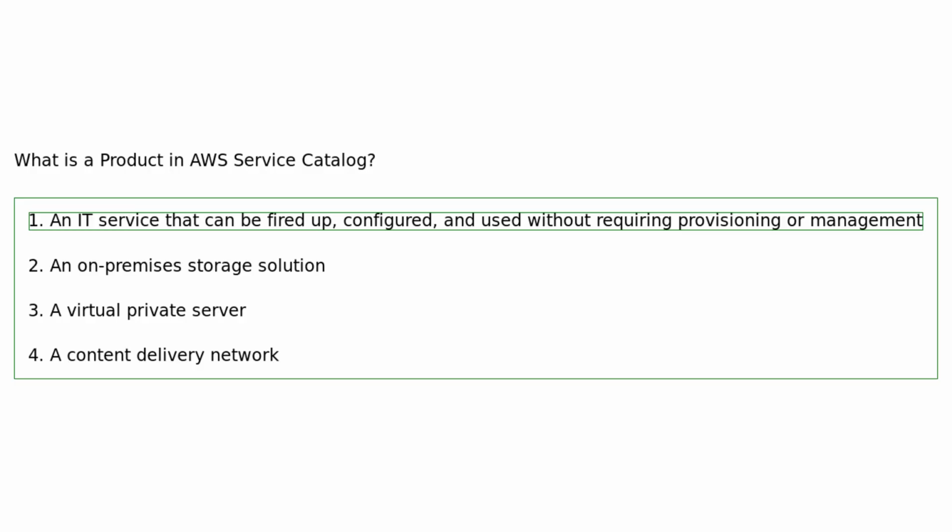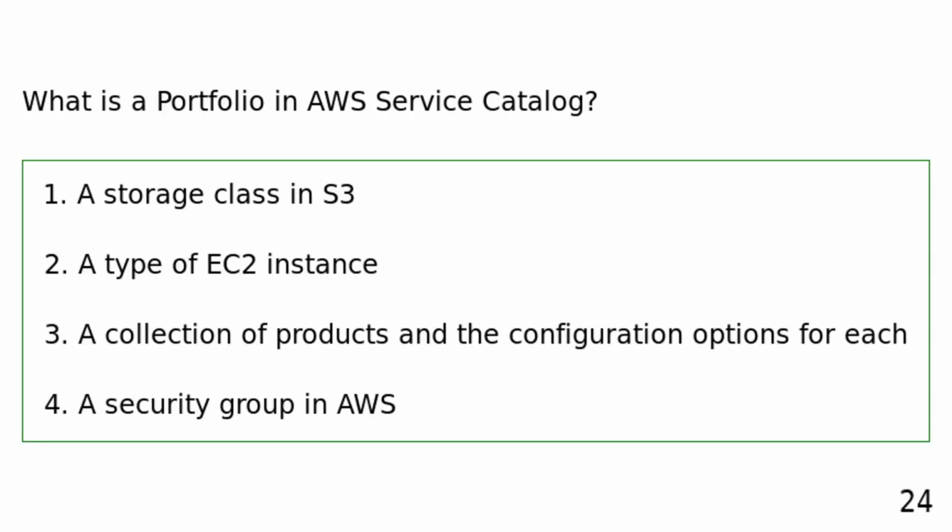A product in AWS Service Catalog is an IT service that can be fired up, configured, and used by end users without requiring manual provisioning or management. What is a portfolio in AWS Service Catalog? A storage class in S3. A type of EC2 instance. A collection of products and the configuration options for each. A security group in AWS.